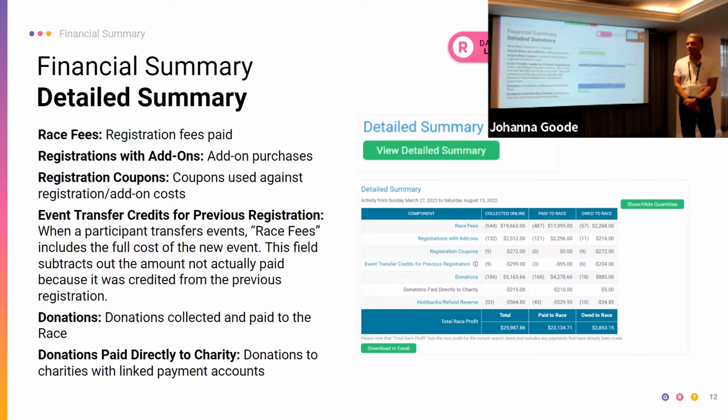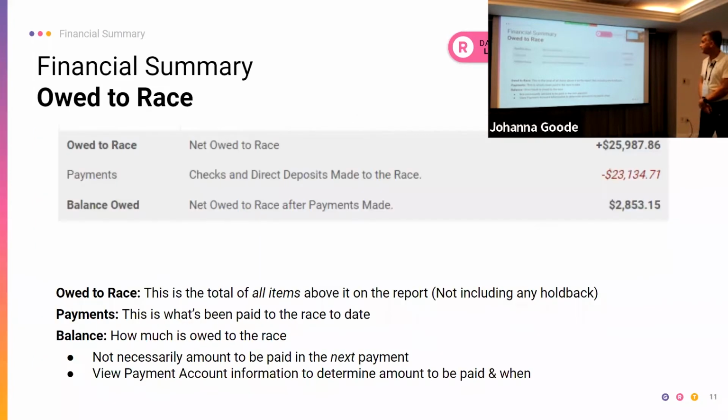It's confusing. And if you can go back, Kevin. See right here where it says owed to race and then payments and then balance owed, this should really be current balance owed. And then this goes away and becomes zero. I've actually put in a request to change the way this shows, because after the race, the payments go away too. You just lose so much information after the race is over currently.